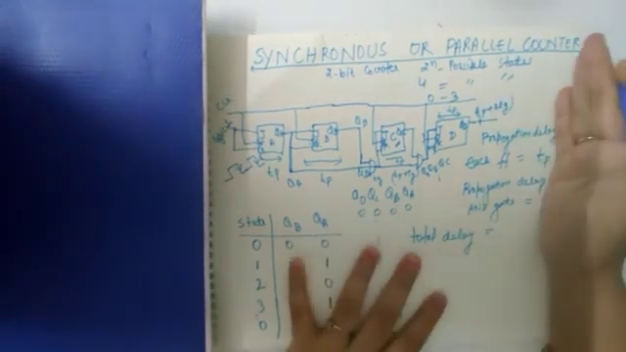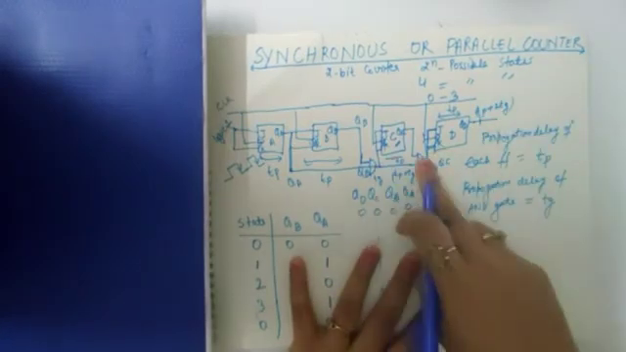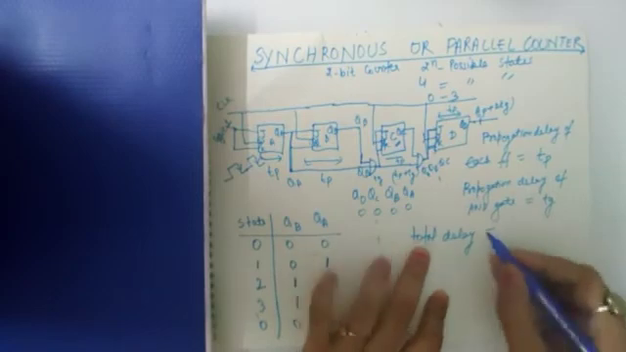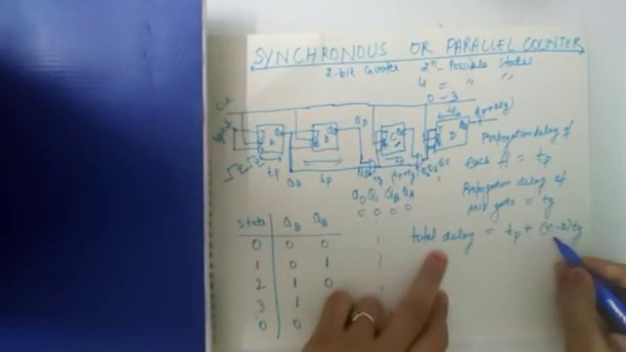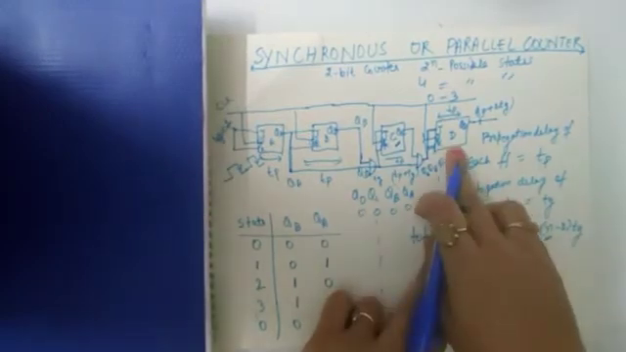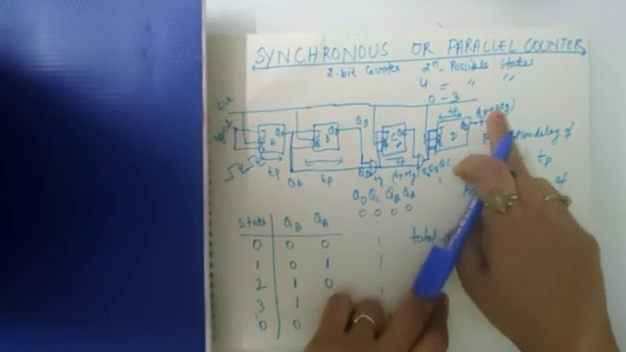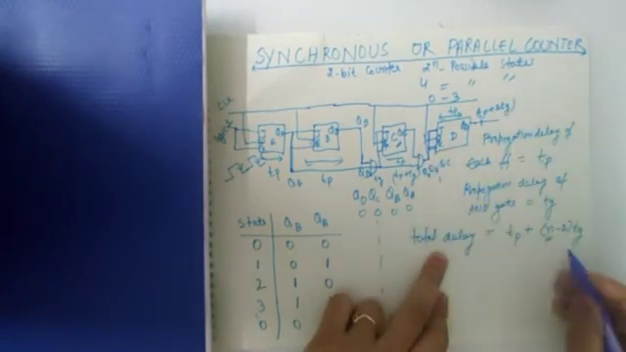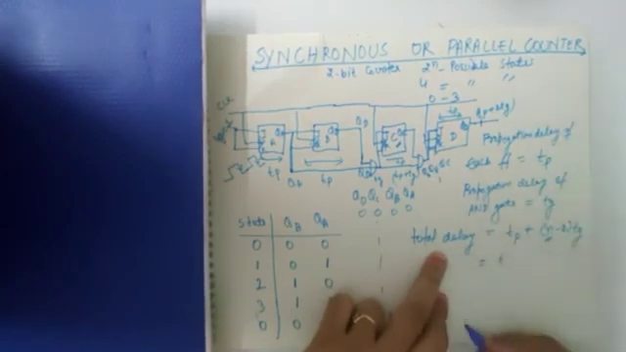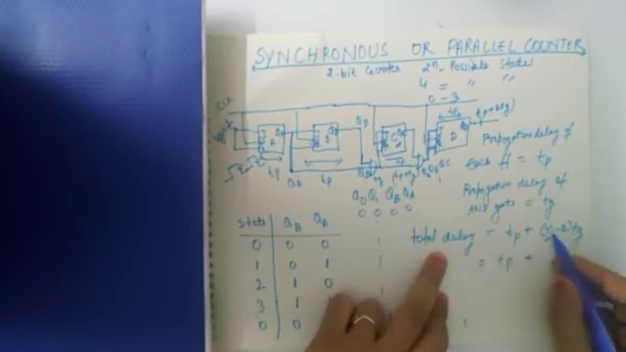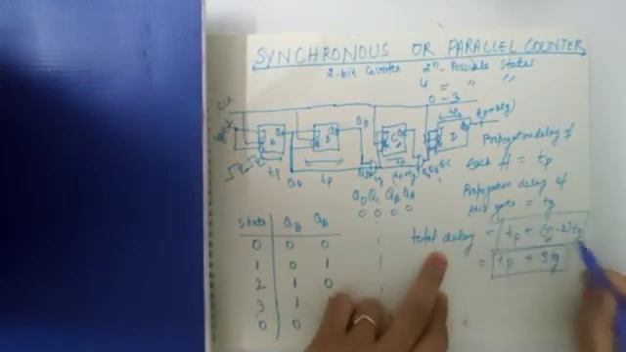If there is a next flip-flop connected with that, then the propagation delay of the next will be TP plus 3 TG, because one more AND gate will be added. It means the total propagation delay will be TP plus (n minus 2) TG, where n is the number of flip-flops. So if there are 4 flip-flops, this factor is 4 minus 2, which is 2. For example, if we are taking 5 flip-flops, the propagation delay will be 5 minus 2, so 3 TG. The general expression is TP plus (n minus 2) TG.